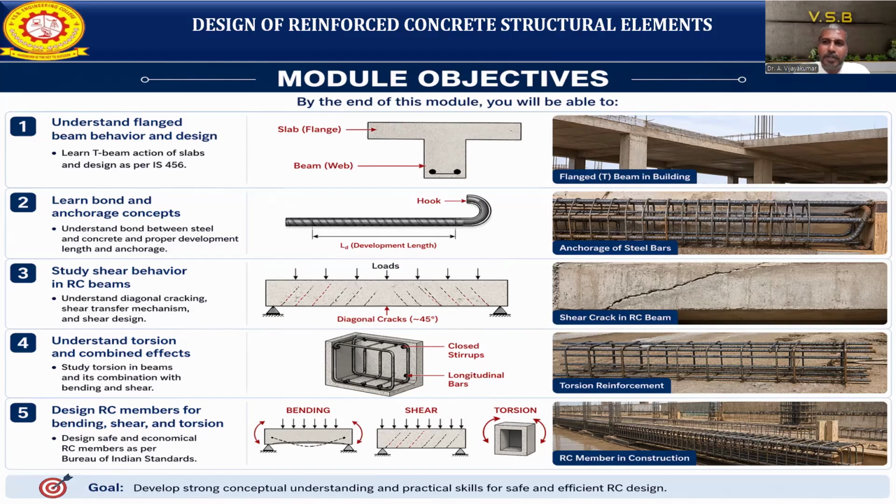So we need to understand that when we design a structure, we cannot expect only one load. Whenever an axial load occurs in the beam, it is definitely possible to have a combined load, including more than one, maybe axial, shear and torsion, everything. So we need to design based on the combined loading. So these are the objectives of module 2. We need to develop a strong conceptual understanding and practical skills for safe and efficient RC design in the construction field.